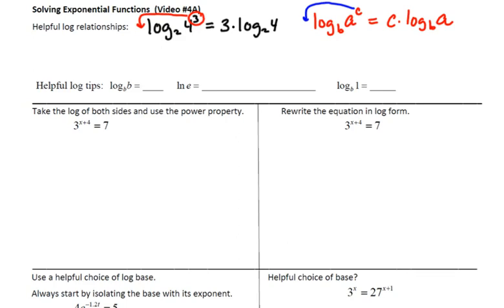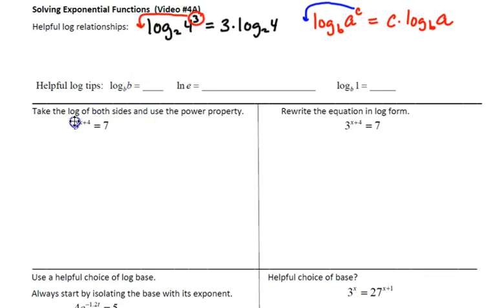So if we go to the first example, it says 3 to the x plus 4 equals 7. There's no way I can just guess the number 3 to what power equals 7. I know x plus 4 has to be somewhere between 1 and 2, because 3 to the first is 3 and 3 to the second is 9, and 7 is in between those two numbers. Other than guess and check, I have no way to find that number specifically.